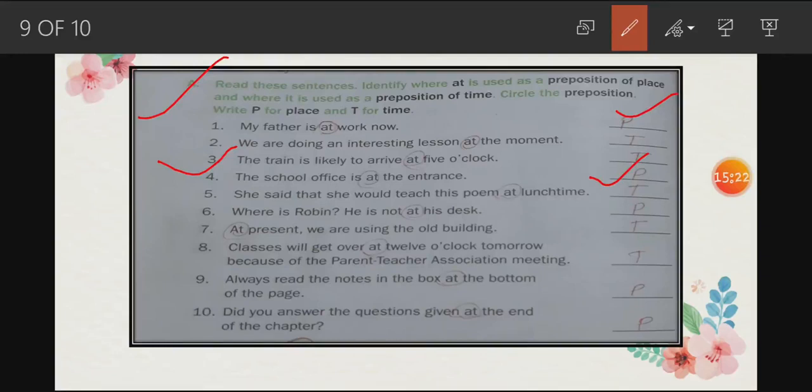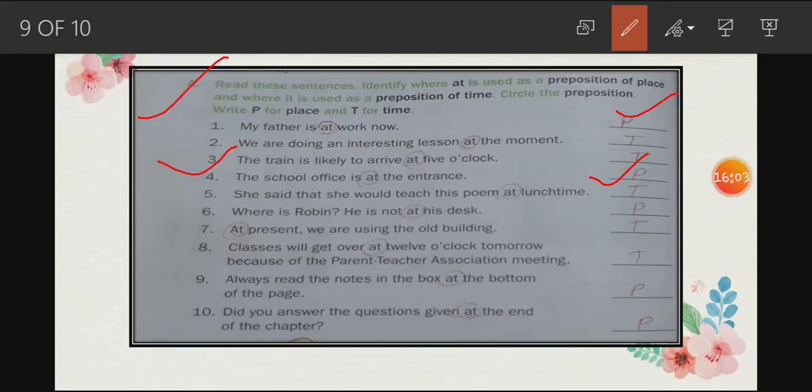Okay, let's go for number 6. Where is Robin? He is not at his desk. At his desk means not on his table. I mean, it's not in the desk. So maybe he is looking for Robin. That's why he is not at his desk. It means specifically he is not at his desk, somewhere else maybe. So that's about the place. That's why P.